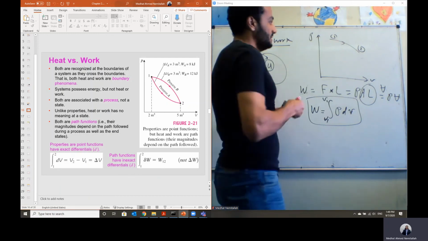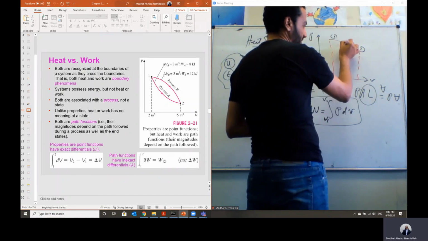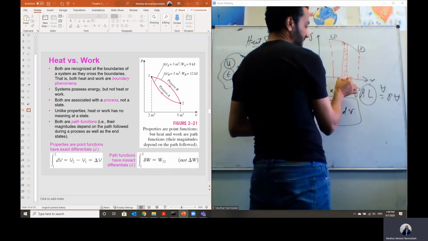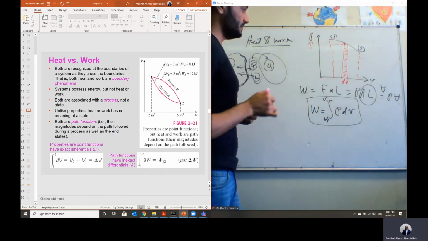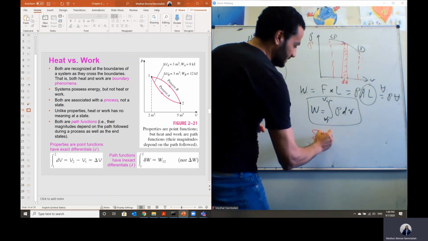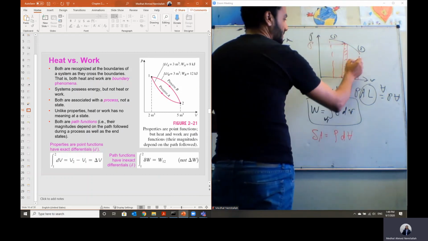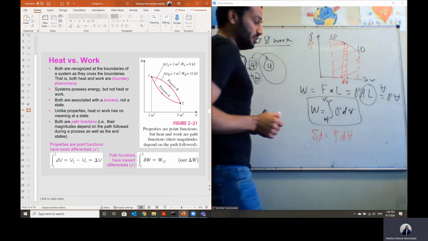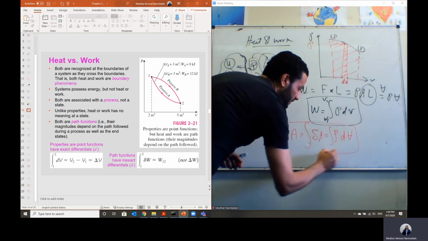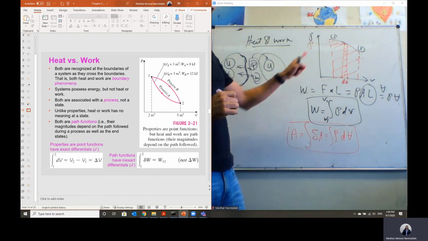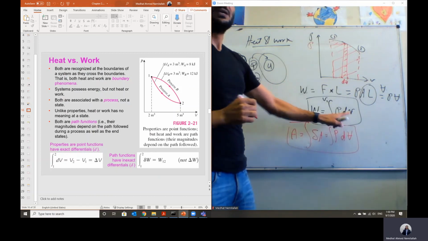But let's look at the area under this curve. If we want to calculate the area under this curve, I will just take an element here. This element has width equal to delta V and height equal to P. Then the delta area of this element will equal the pressure P multiplied by delta V. If I want to calculate the whole area under the curve for the process from 1 to 2, we have to integrate. So the total area will equal the integration of PdV. So the area under the curve on the PV diagram is equal to the integral of PdV, which is the same as the work.